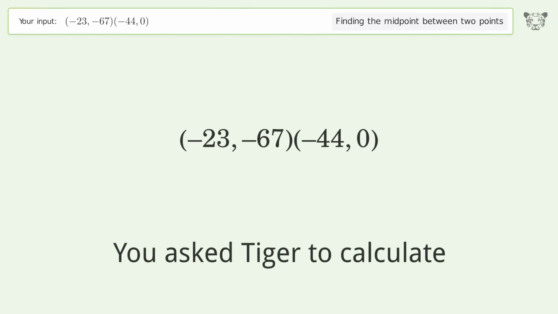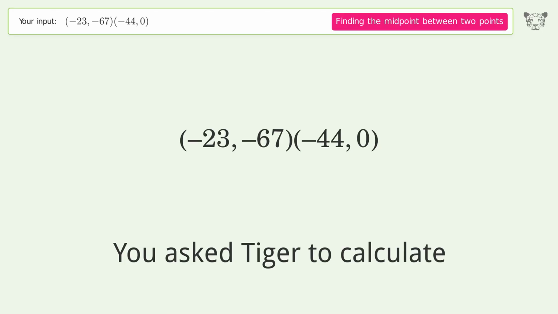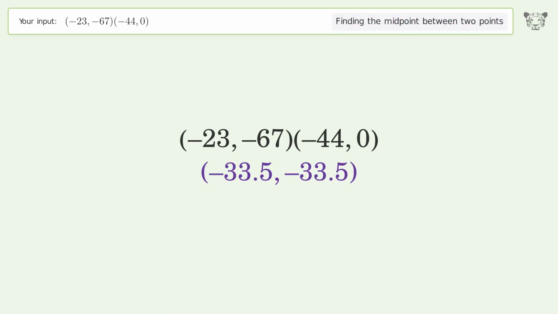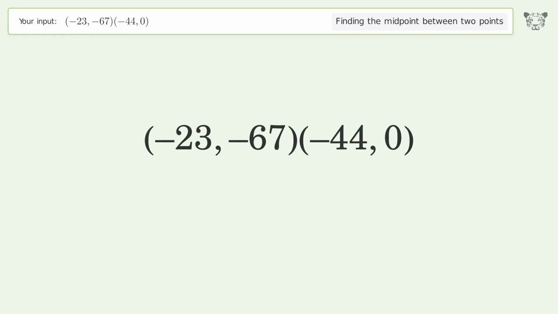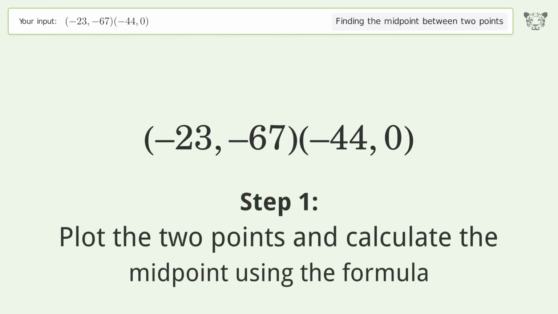You ask Tiger to calculate. This deals with finding the midpoint between 2 points. The midpoint between the 2 points is -33.5, -33.5. Let's solve it step by step. Plot the 2 points and calculate the midpoint using the formula.